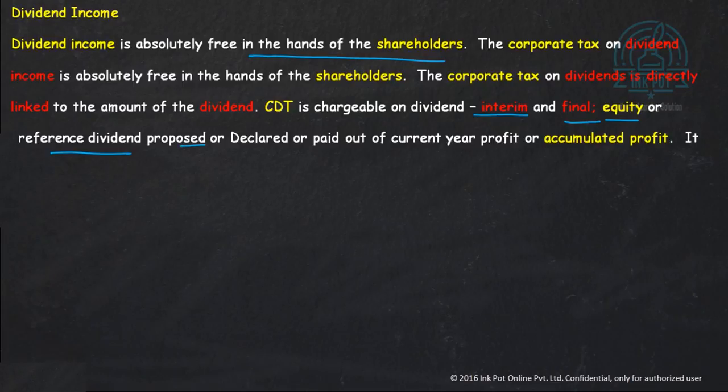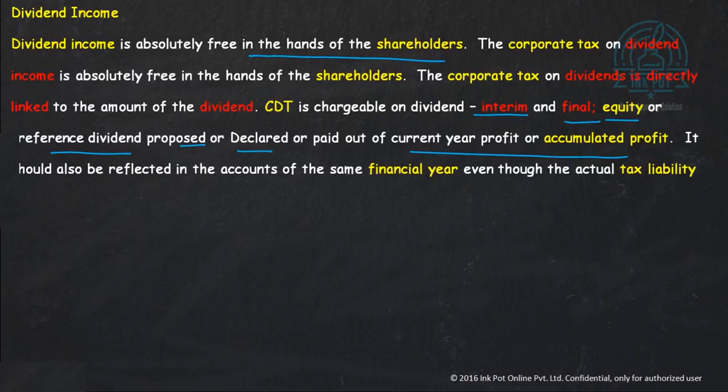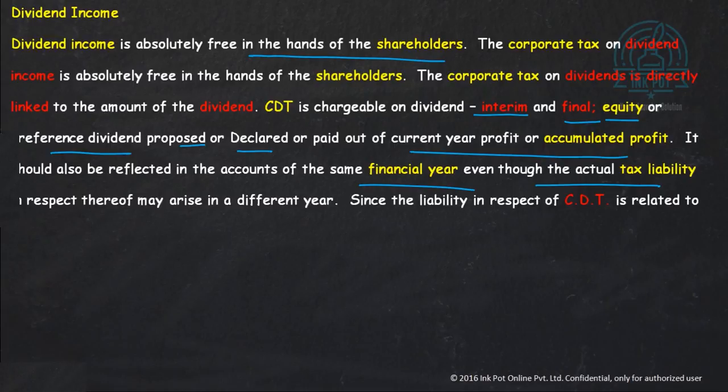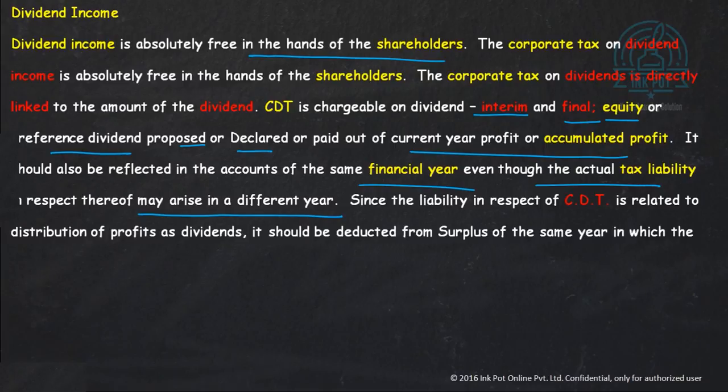either proposed or declared. Out of the current year's profit, the amount of CDT is to be appropriated, and it should be reflected in the accounts of the financial year, even though the actual tax liability may arise in a different year, because the dividend is proposed in the previous year but paid in the next accounting year. Since the liability of the CDT is related to the distribution of profit, it should be deducted from the surplus of the same year in which the dividend is declared.